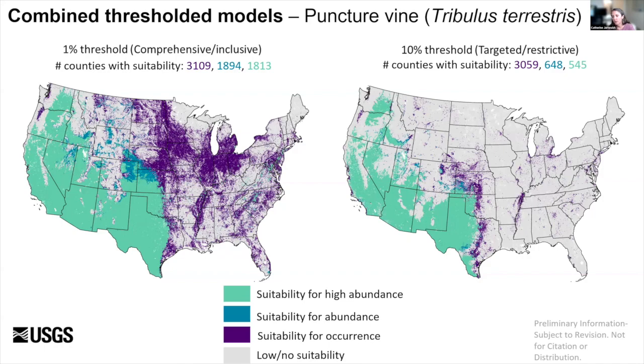And so we can see areas that are suitable for high abundance, and then areas that are suitable for abundance include those for high and for abundance. And then areas that are suitable for occurrence include those purple areas plus the blue and green.